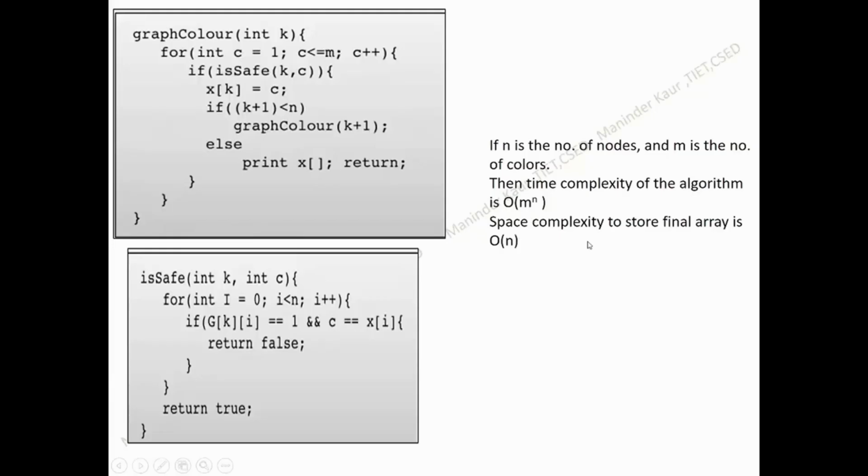Similarly, the space complexity of the same algorithm is order of n. We are assuming space complexity in terms of the final output array, the array which is used to store the numbers representing the colors with which every respective vertex has been painted.